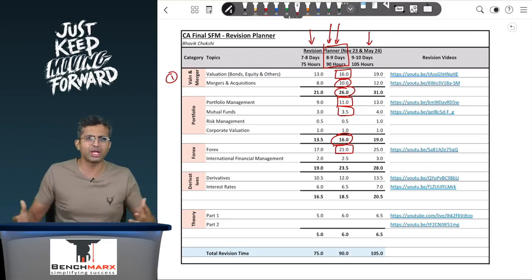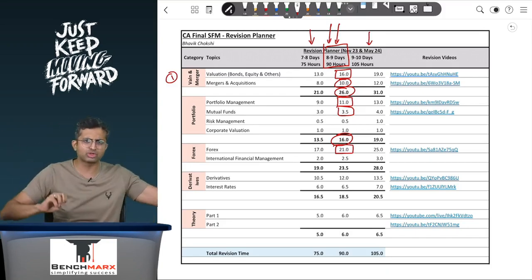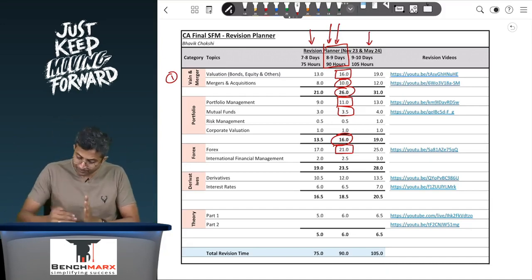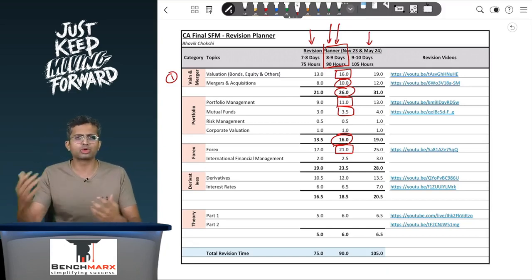of give your due weight behind foreign exchange, because this is one topic which is not really related as much with other sections of your syllabus, but it is something which is very important. Then going on to international financial management, we'll finish that off in around 2.5 hours.